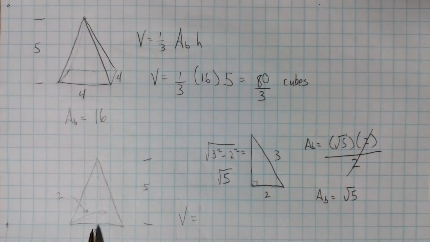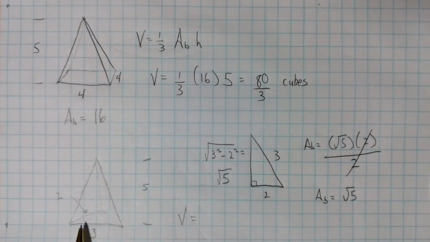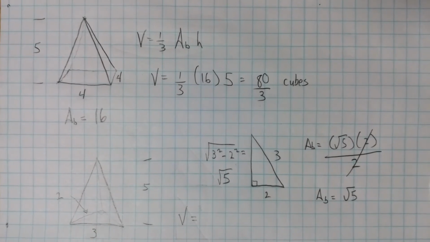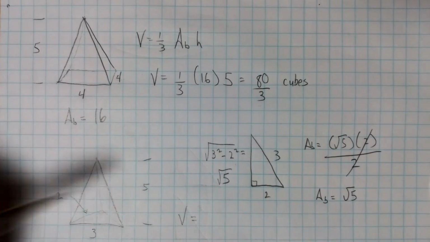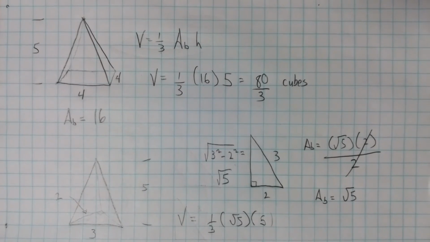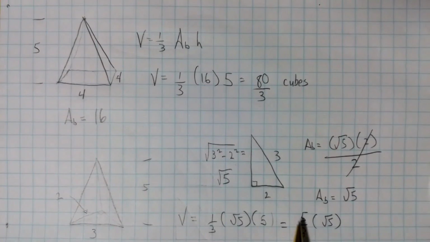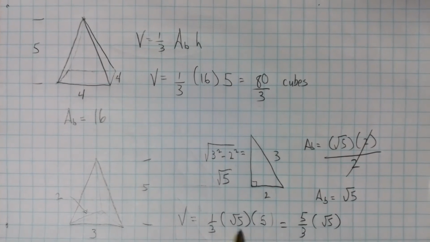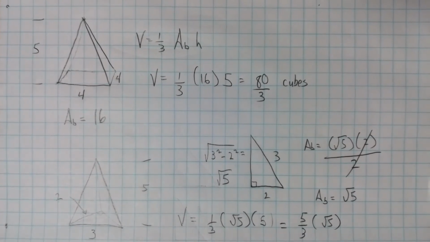And so now to find the volume of this, it's going to be the area of the base multiplied by the 1/3, all times the height, which I have, it's a 5. So here it is here, kind of looks messy, so I'll clean it up just a little bit. And I think this is a good way to write it, 5/3 times the square root of 5. If you give me something like this on the quiz, that would be full credit.